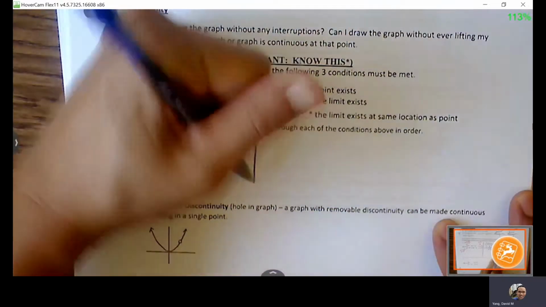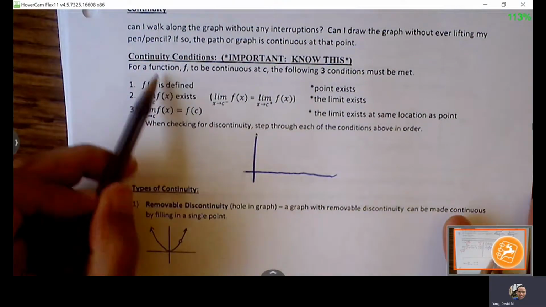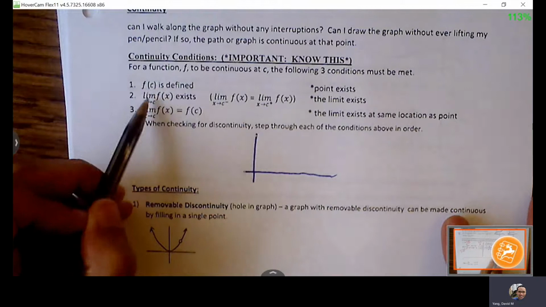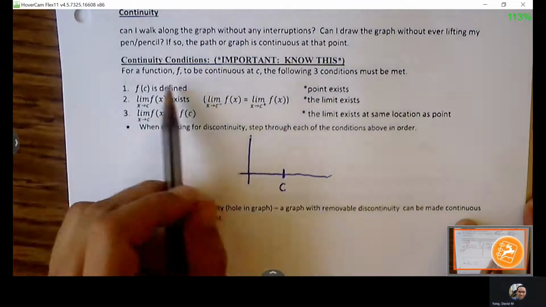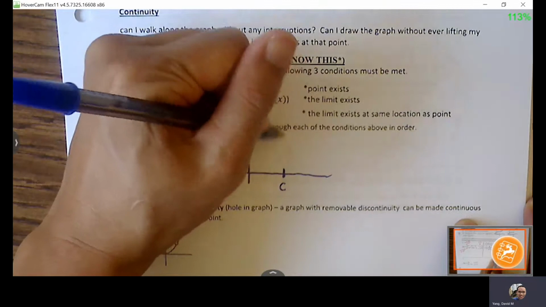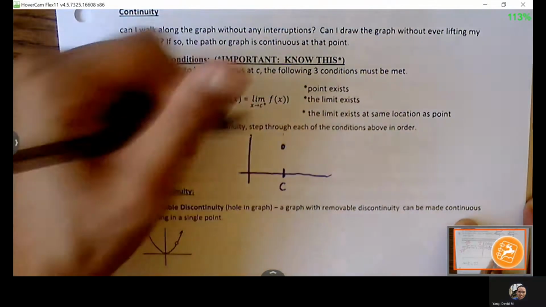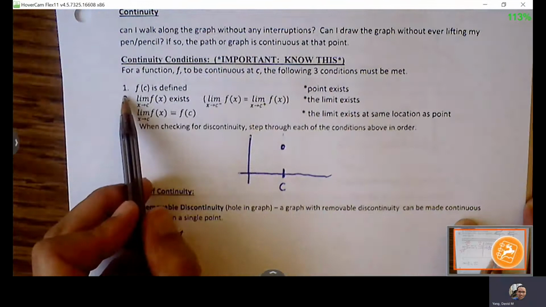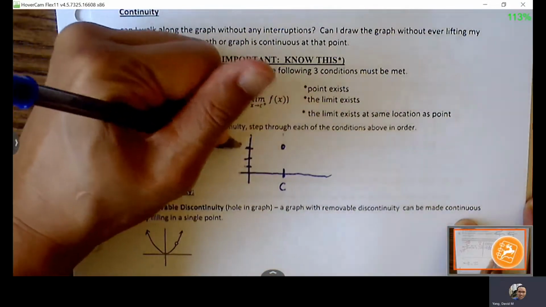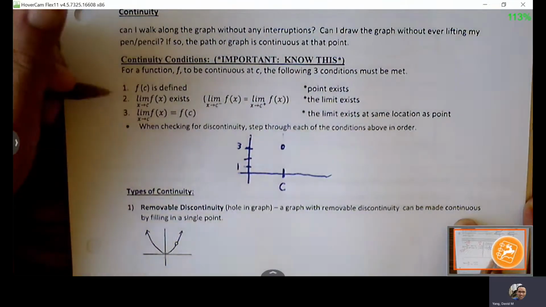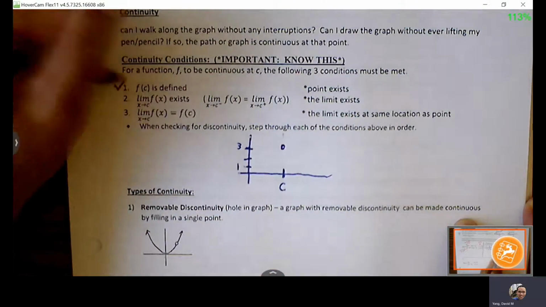So for instance, let me just draw a graph to demonstrate these, to talk about a visual perspective of these conditions. Let's say the C value is some X value on the graph. Does the point exist? Let's say we see a graph that looks like this. We would say, yes, the point exists. Let's say the point exists at 3. So we know the point exists.